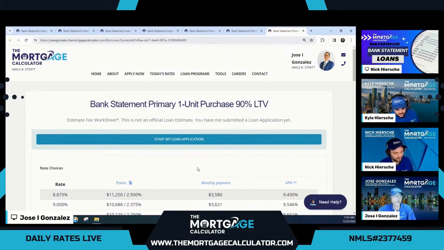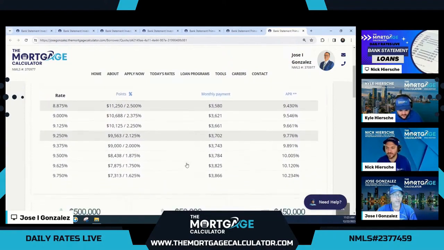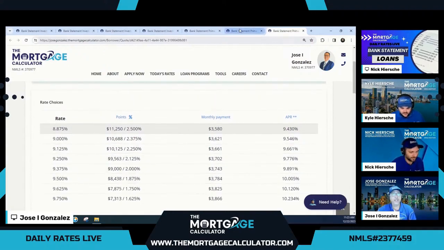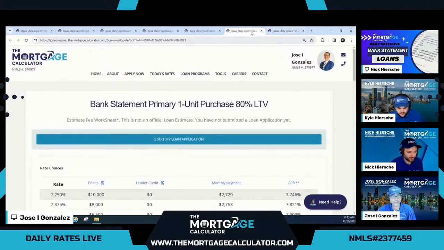So our first scenario here, best case scenario, 90% LTV, no mortgage insurance, as mortgage insurance is never applicable on any non-QM loan, even if the loan to value is above 80%. So at our 90% bank statement option here, 9.75 is our lowest cost option. 8.875 is our lowest rate option, and this is maximum LTV.